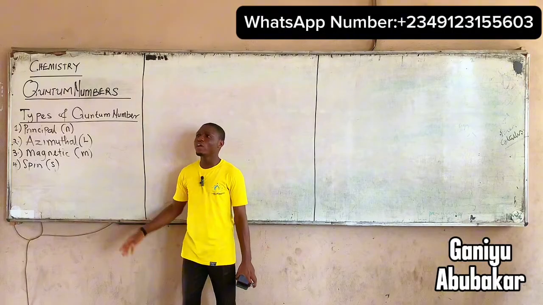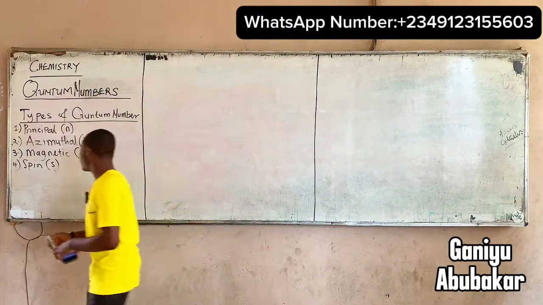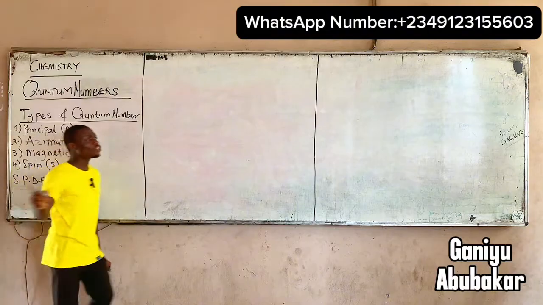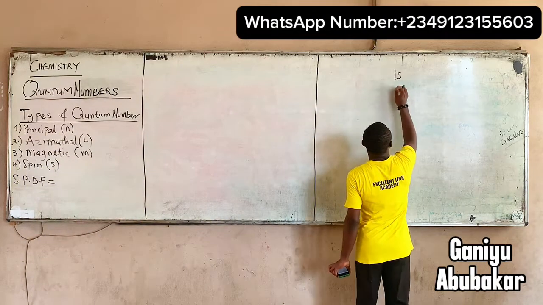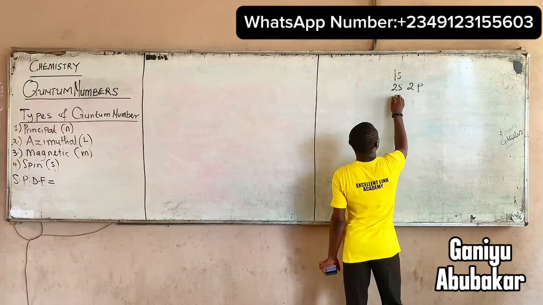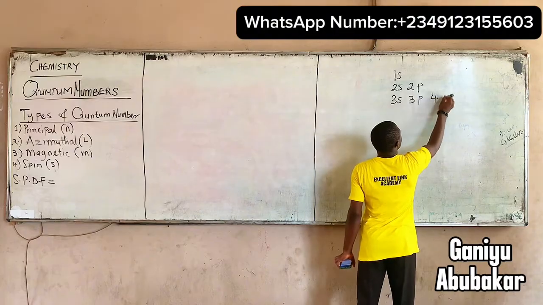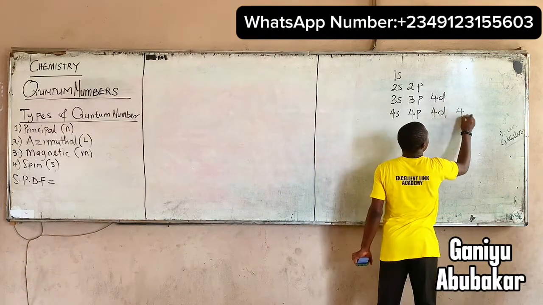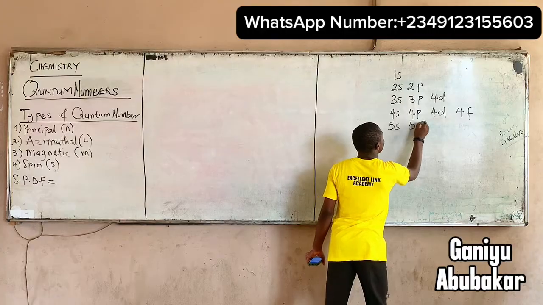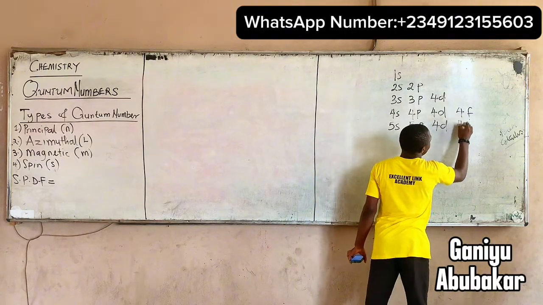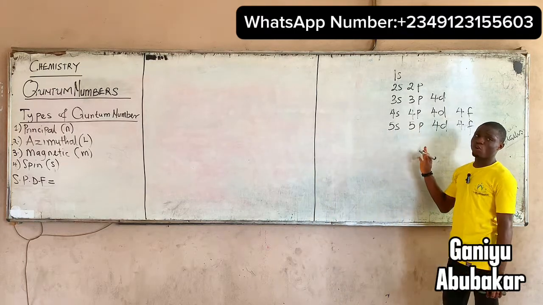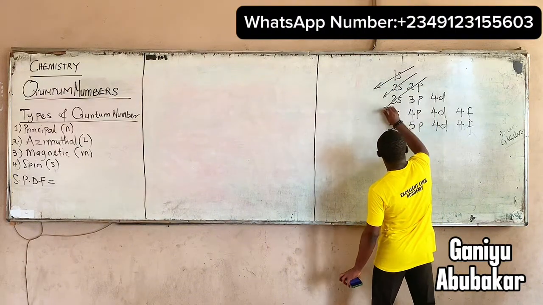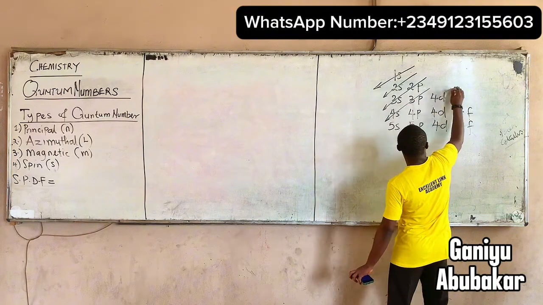That's the first task. So what is our arrangement for SPDF configuration? Go back to your initial concept. We said start with 1s, next up 2s, 2p, next 3s, 3p, 3d, next 4s, 4p, 4d, 4f. Next 5s, 5p, 5d, 5f. After writing this pattern, what's your next task? You draw left-hand slants this way, again and again.